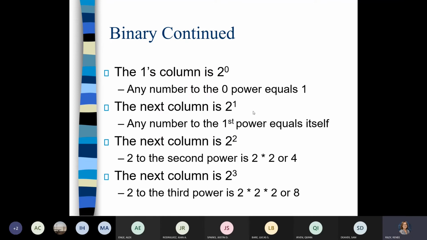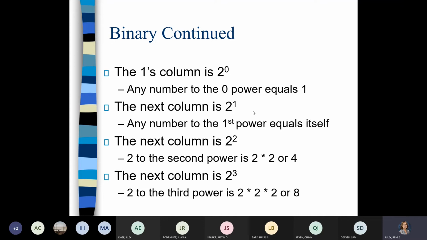Now, again, to create our columnar values, we can use the powers of 2. The ones column, our very first column, is 2 to the power of 0. And since any number to the power of 0 equals 1, that's our ones column. The next column over would be 2 to the power of 1, which would equal 2. The next column over is 2 to the power of 2, or 4. The next column over is 2 to the power of 3, or 8.